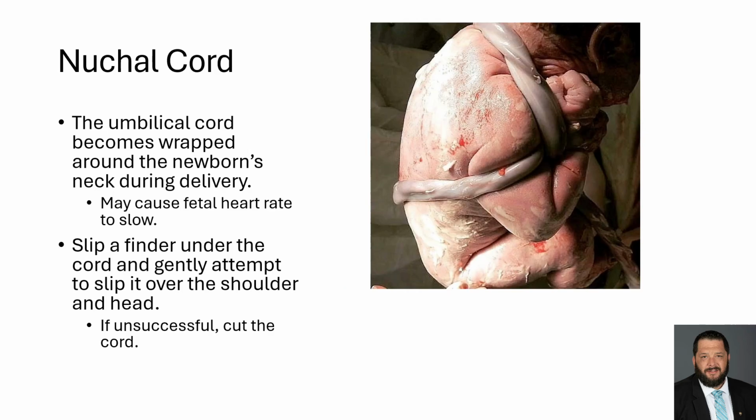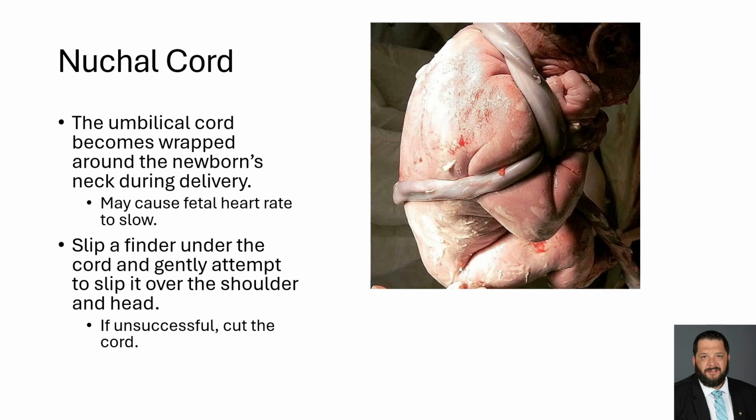Nuchal cord is when the cord becomes wrapped around the newborn's neck during delivery. It can cause fetal heart rate to slow. This is a relatively common occurrence in delivery of a newborn, but is also a relatively easy fix, and most of the time ends up being a benign process. You want to slide a gloved finger under the cord and gently attempt to slip it over the shoulder and over the head. So in this image you can see here, you can slide your finger underneath the cord and pull it from the back of the baby's head forward. That will unwrap that loop of the cord, and usually that will allow the rest of the cord to fall by the wayside, and you can successfully deliver baby.